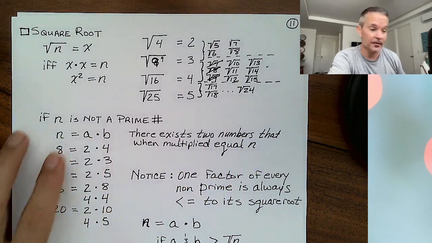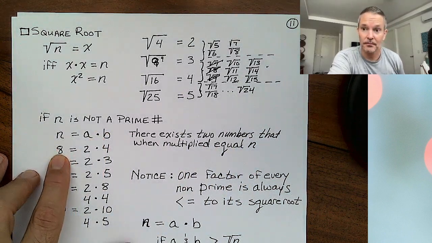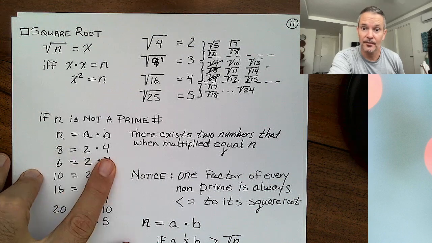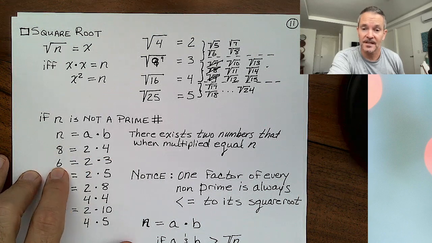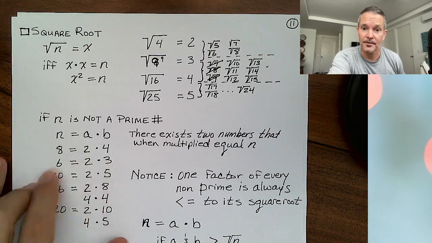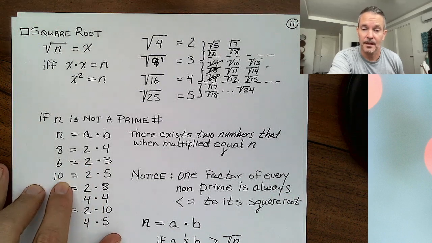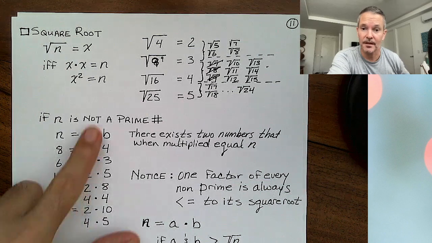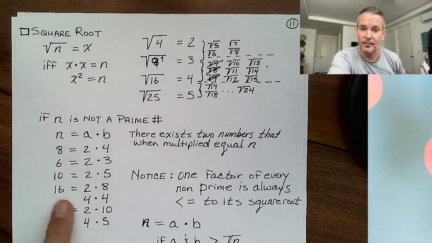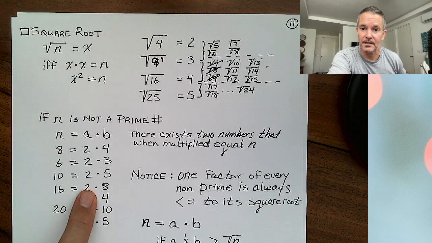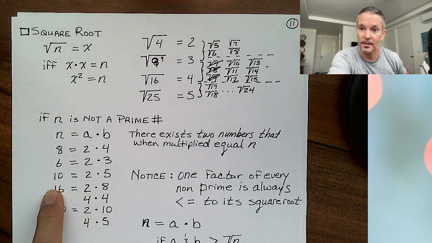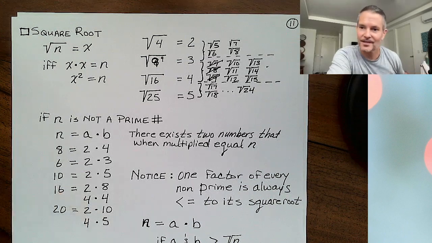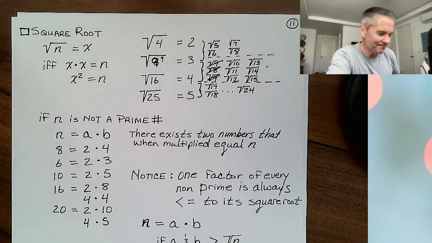Let's look at some examples. 8 is not a prime number because 2 times 4 equals 8. 6 is not a prime number because 2 times 3 equals 6. 10 is not a prime number because 2 times 5 equals 10. And here we go with more and more examples. Some numbers like 16, well, there are two different possible combinations of numbers that will get me 16. Hopefully, this is all easy peasy for you.